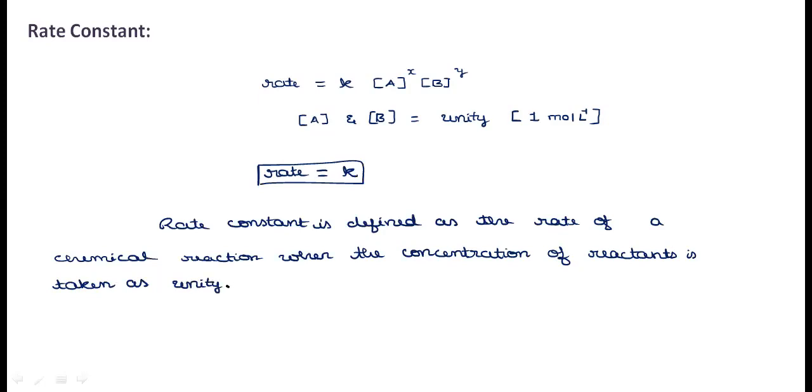This is the definition of the rate constant. Rate constant is defined as the rate of a chemical reaction, that is, K is equal to rate when the concentration of the reactants is taken as unity. If it is taken as unity, then R is equal to K into 1 to the power of X into 1 to the power of Y. In that case, 1 to the power of X and 1 to the power of Y will become 1. Hence, R is equal to K. We can define the velocity constant or rate constant as equal to the rate of a chemical reaction. So this is simple to understand.